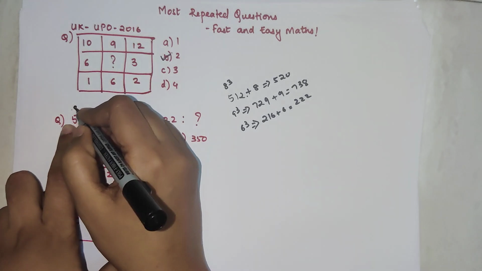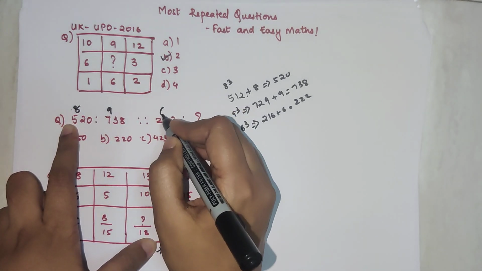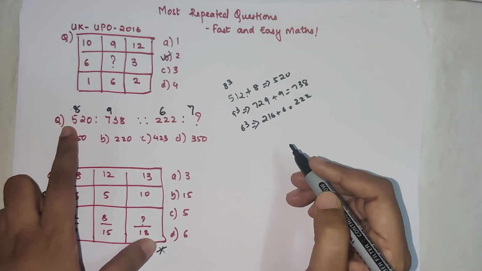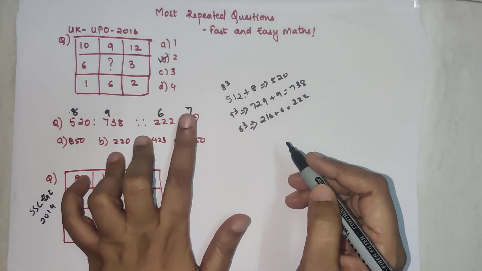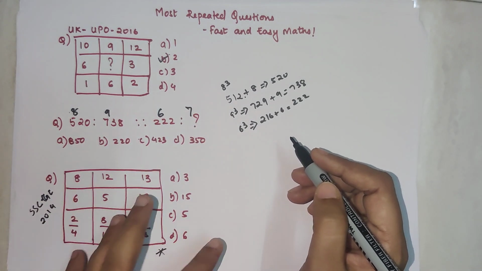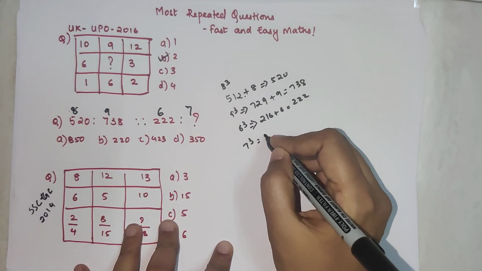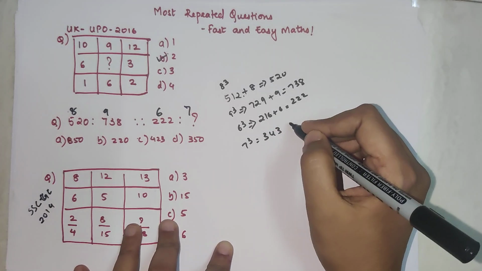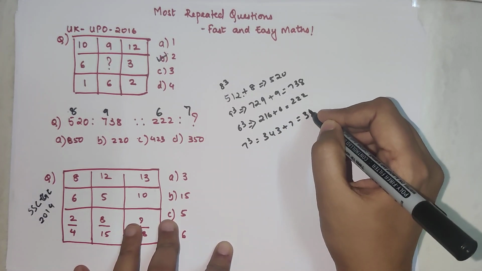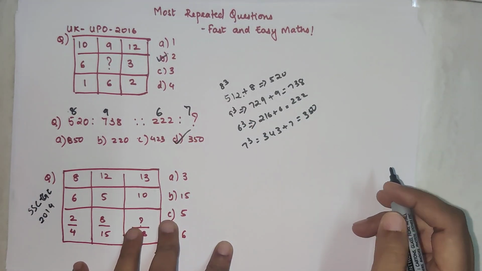Here we had 8 followed by 9, so we have 6 followed by 7, because one number increases relative to the previous number. So we have 7 cube, which is 343, that is the cube. When you add 7 to it, you get 350, and that is your answer.